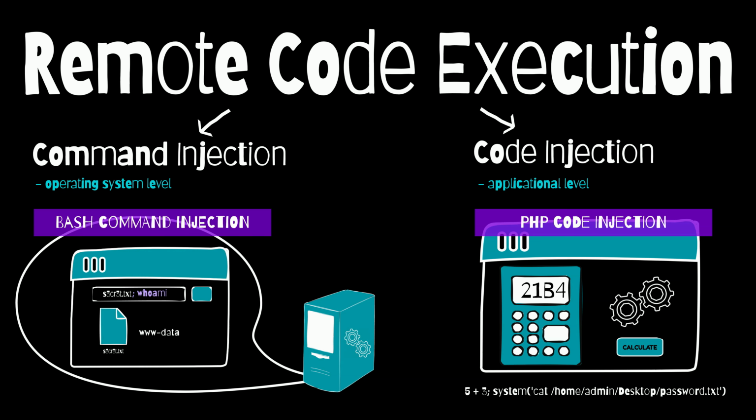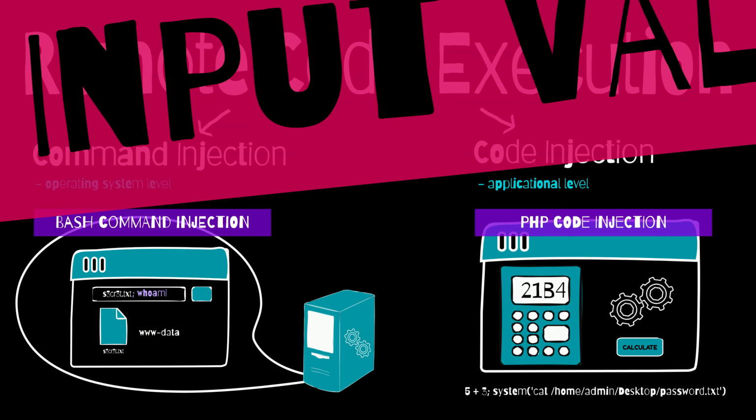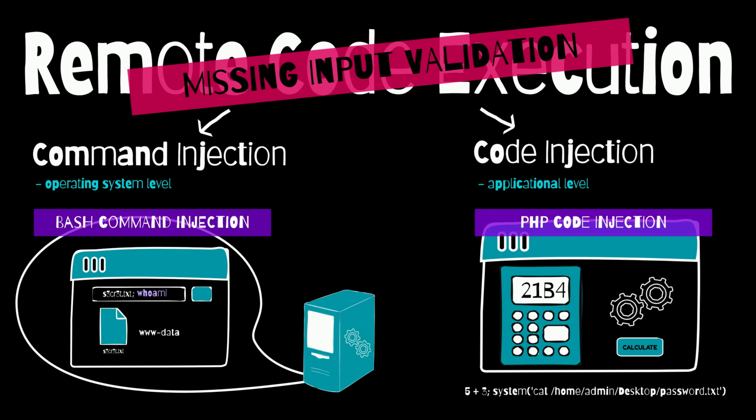Today, we looked at two examples of different security vulnerabilities, both leading to remote code execution: Bash command injection and PHP code injection. As you probably noticed, the root cause of both was missing input validation, which remains the most common security issue in application development.